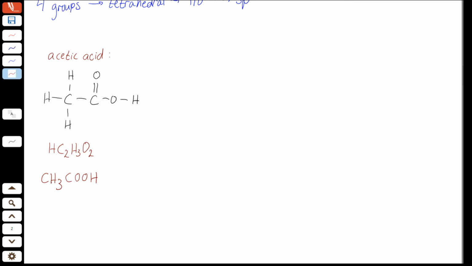Tetrahedral sp3, and that means the bond angles are going to be about 110 around that carbon. Okay? What about the next one? So that's going to be trigonal planar. What hybridization? sp2. And what bond angles? 120.